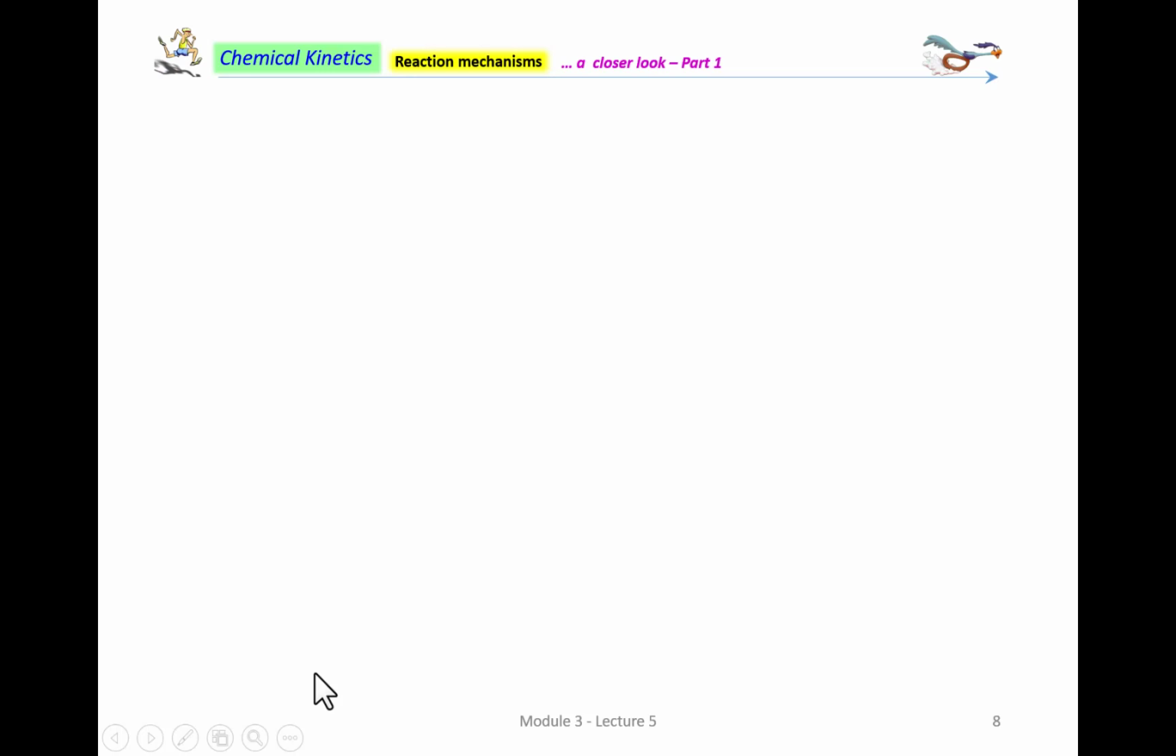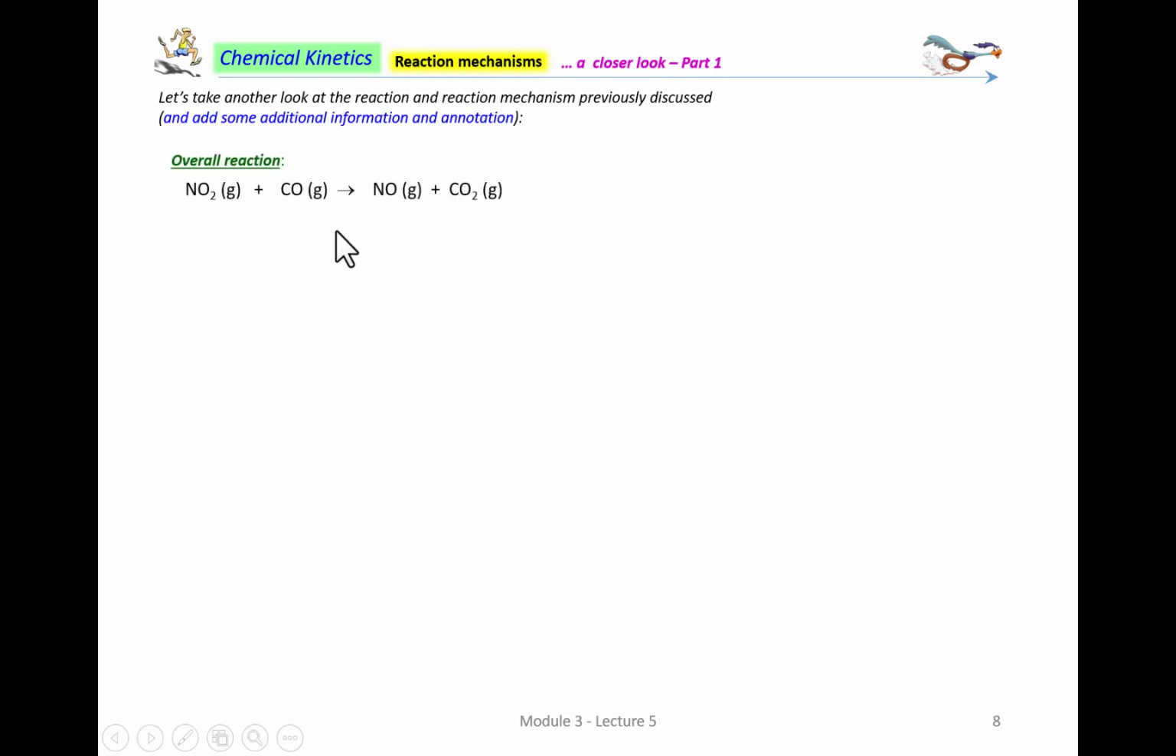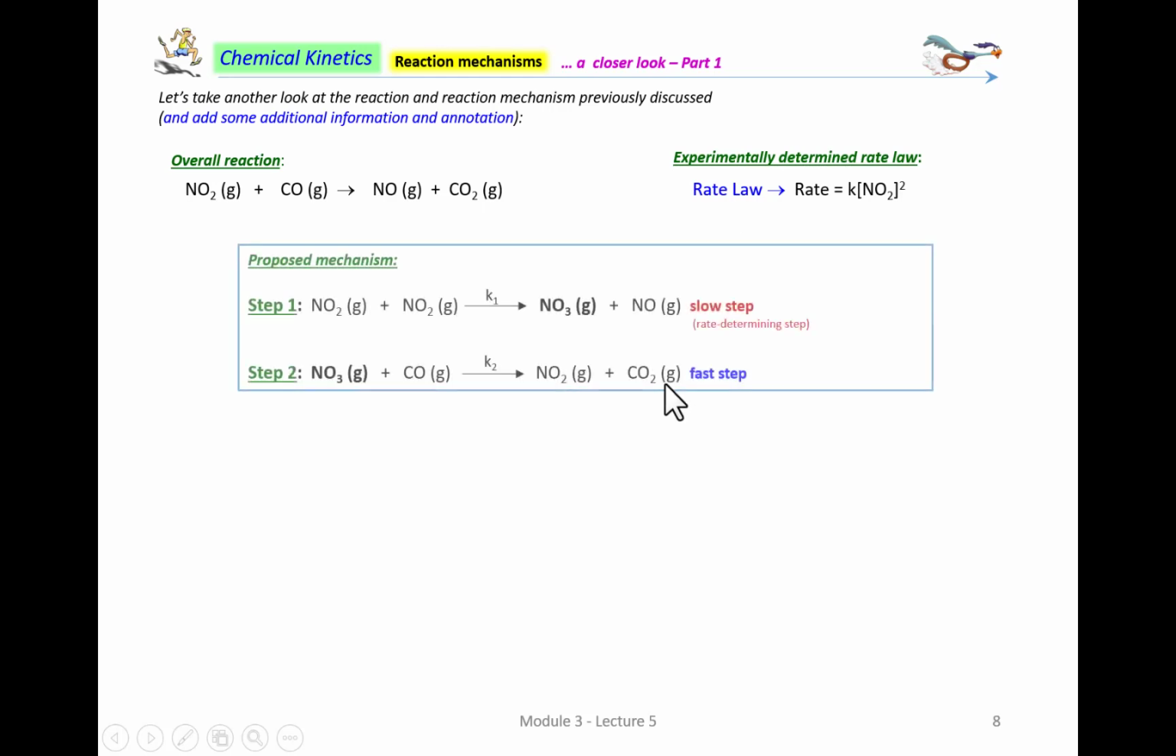Let's take a little closer look at reaction mechanisms. Let's look at this reaction that we've talked about a lot here, our overall reaction of NO2 with CO. We have our experimentally determined rate law. We have our proposed mechanism. One thing I want to point out here is that, as we've said previously, both steps 1 and 2 here in our proposed mechanism involve elementary reactions that are bimolecular, the collision of two molecules.